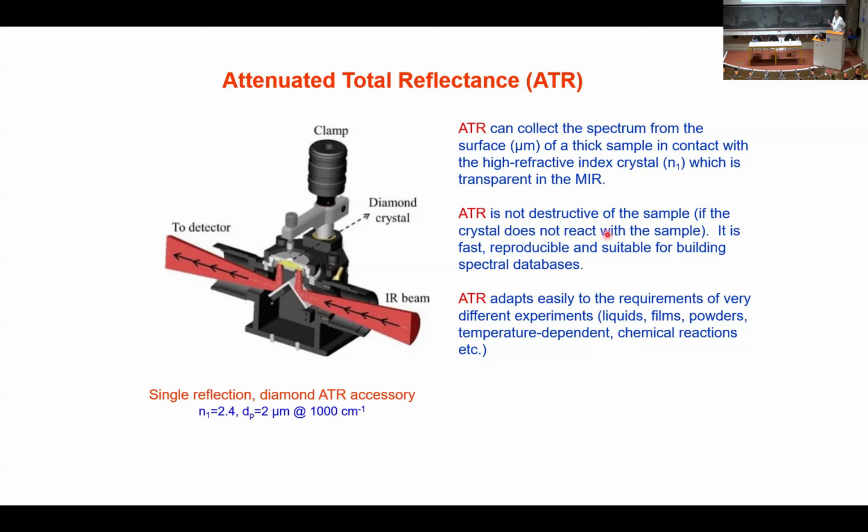ATR is not destructive for the sample. You just press it, click it, and measure it. You need a few milligrams, a few grains of sample. You don't care about the thickness because even if you have a thick sample, it's only the first few microns that will be measured. Of course, if you have a laminated structure, you see only the external ones. This is rarely the case with clays. And you can adapt it to many different experiments, as you will see later.